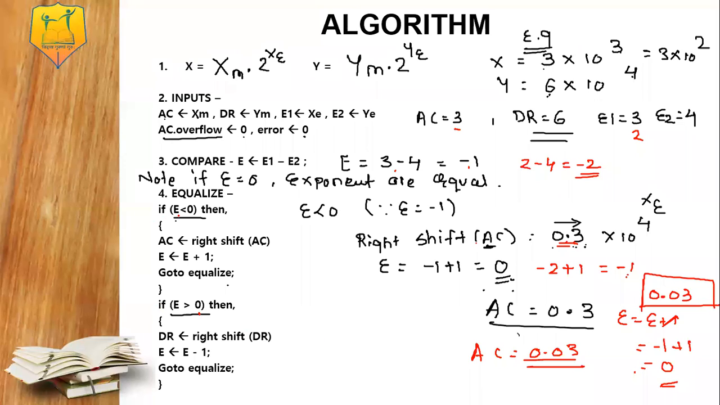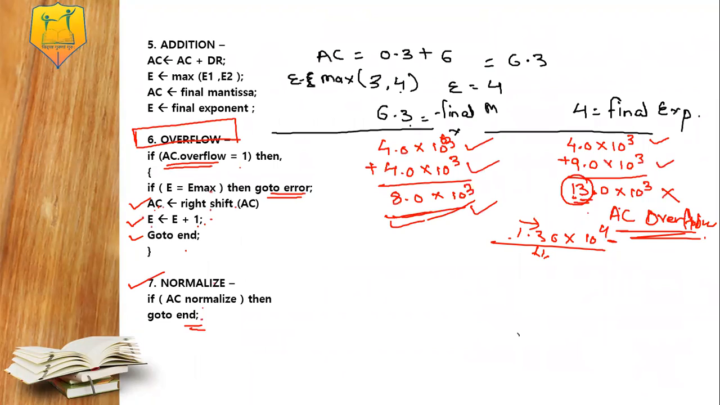Okay, so in this case, if it is less than zero, then AC, which is the first mantissa, you have to right shift. And again, I said right shift means exponent becomes exponent plus one, and go to equalize. But if it is greater than zero, then DR, that is the second mantissa, you have to right shift the second mantissa. If the second mantissa is right shifted, then E becomes E minus one, because already this is the highest one. So you have to cover up the minus one here. Understand?